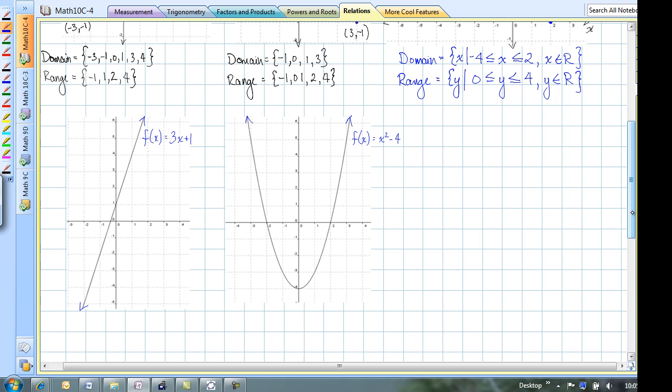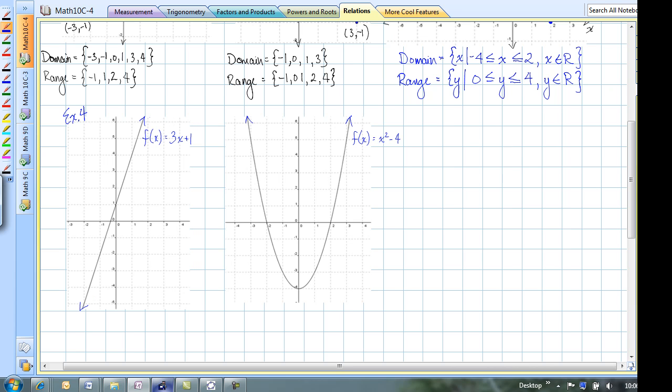Let's take a look at another example. We'll call that example number 4. In this particular case, I've graphed the function f of x is equal to 3x plus 1, and we can see that it is once again a continuous line. We've got arrows on either end.